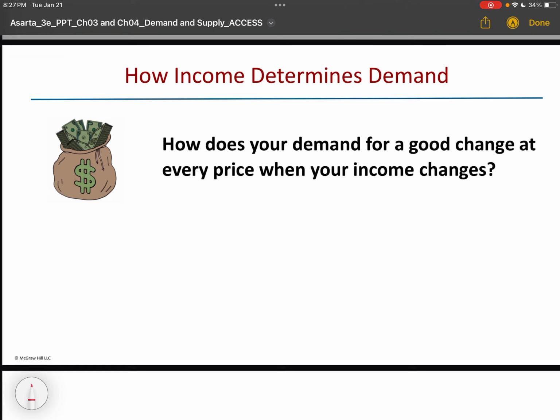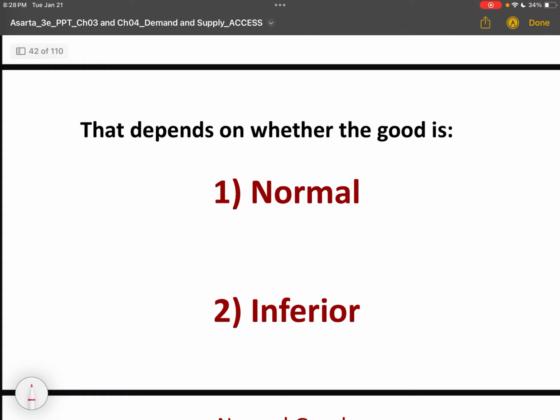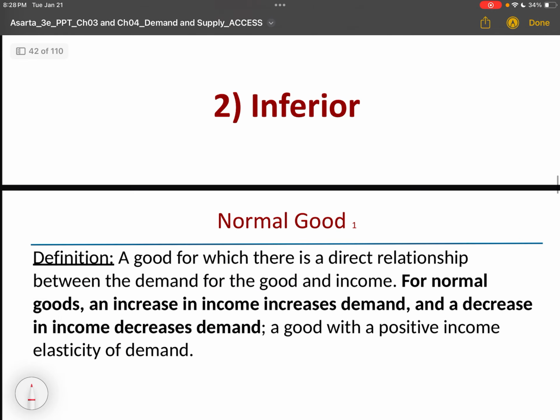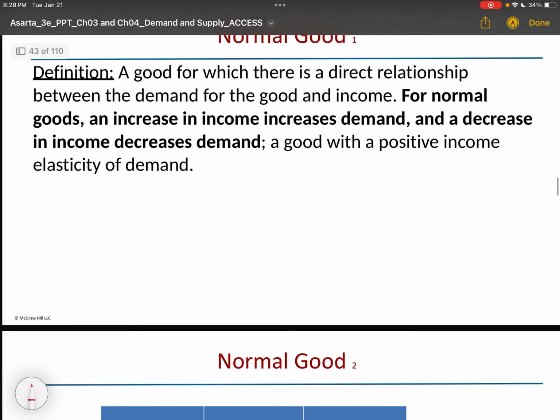Does your demand for, I'm not talking about the quantity you buy, no. I'm talking about your demand at every price. Does your demand for a good change at every price? See that? Yeah, at every price. Does it change when your income changes? Yes, it should. However, the way it changes depends on whether the good is a normal good or an inferior good. Guys, you already know this.